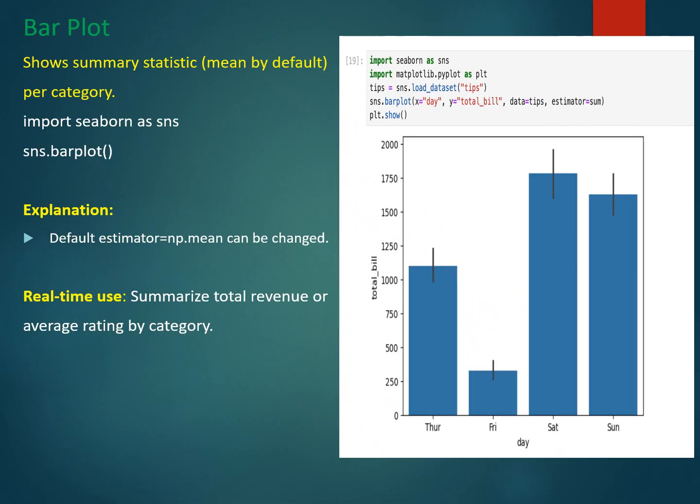Bar plot. Bar plot shows summary statistics per category, usually mean by default. Important parameter: estimator can change mean to sum or median. In ML, bar plots help compare aggregated performance. Example: average sales per region, mean rating per product category. Useful in feature understanding and business reporting.